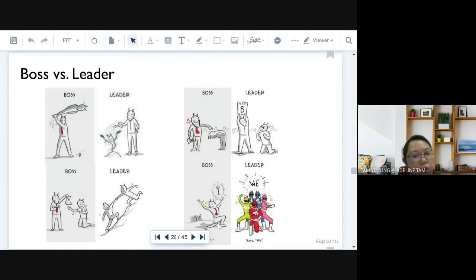And the last picture here, you can see that the boss says, I am the best. But the leader will say, we will work together. We will work together to complete the job, to complete the things together. So that's the difference between boss and leader.